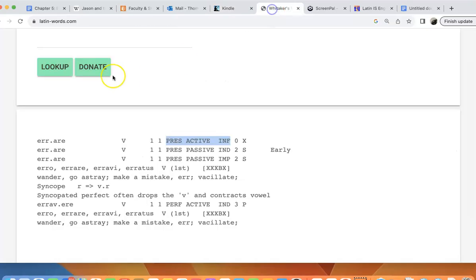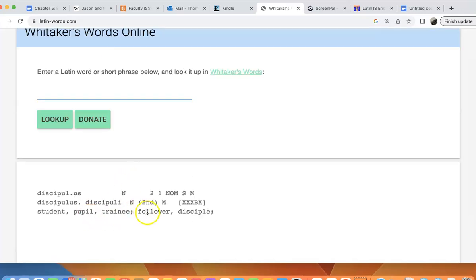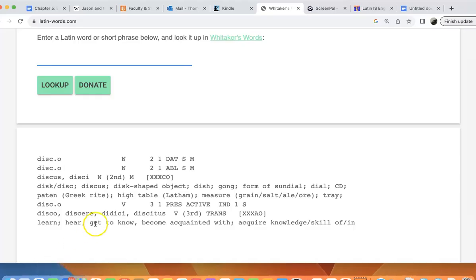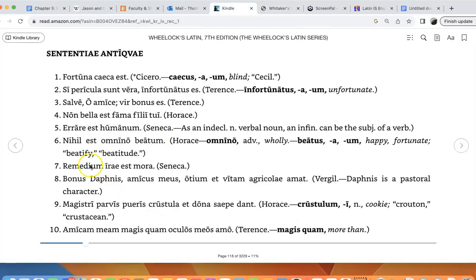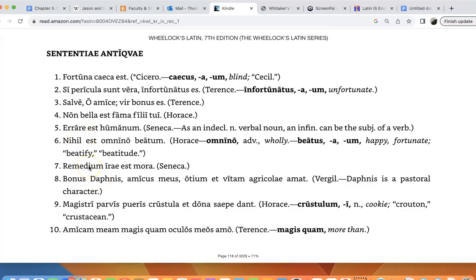in Latin. So if we look at discipulus, it means student, pupil, trainee, follower, disciple. Disco means to learn, to hear, to acquire knowledge or skills. So like so much else, we tend to think of discipline as something physical, whereas for the ancients, it was more inward. And it's just an important difference to note here. So that's sort of the context, or part of it, of the remedy of anger is delay. And of course, we have that, right?